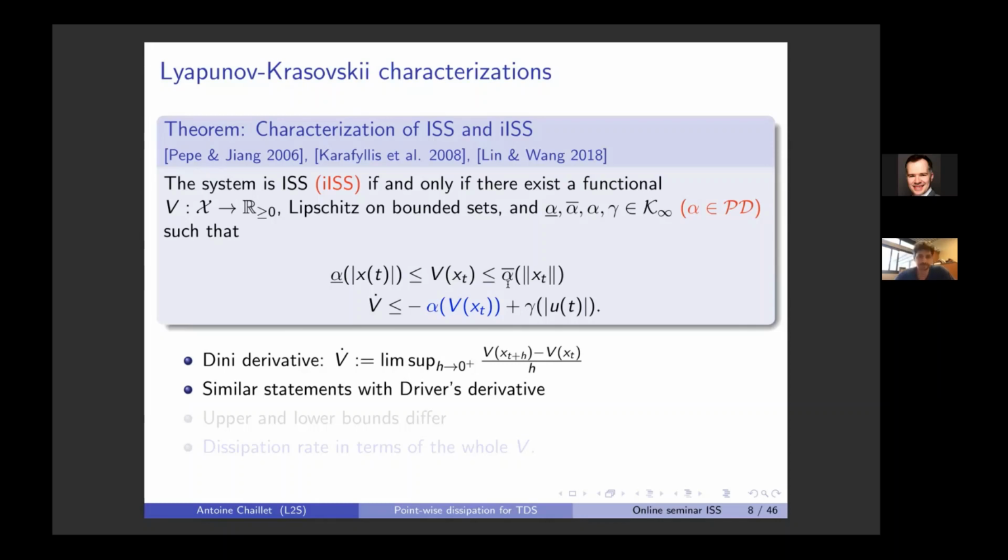That's the whole point. So what is important to keep in mind is that the upper and lower bound on the Lyapunov functional, they differ, they are not the same. And most importantly, in this characterization, so I insist it's a characterization, it's an if and only if. So the difference between iISS and integral iISS is that for iISS, this dissipation term here is required to be class K infinity, so to be unbounded, whereas for integral iISS, it's just required to be a positive definite function. So in particular, it can tend to 0 as this argument tends to infinity. But in both characterizations, what is important is that the dissipation rate here involves the whole Lyapunov functional itself. Okay, this is key for what I will present today.